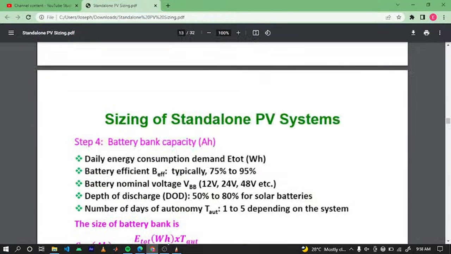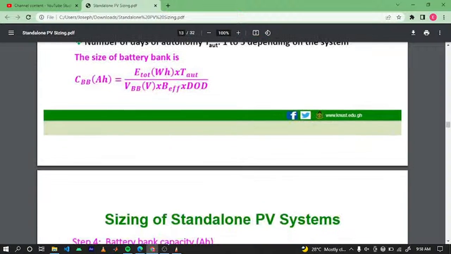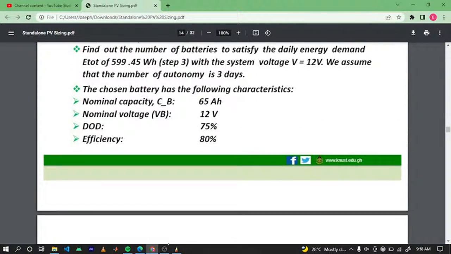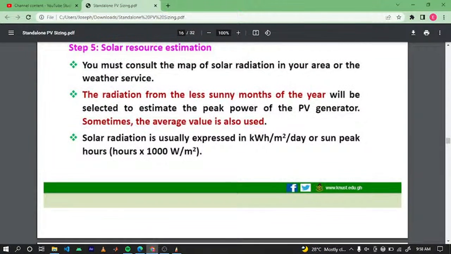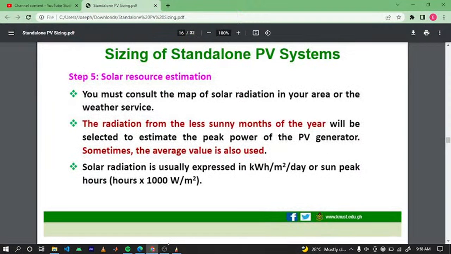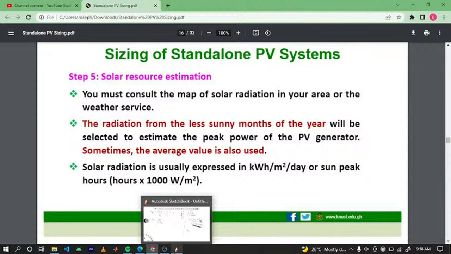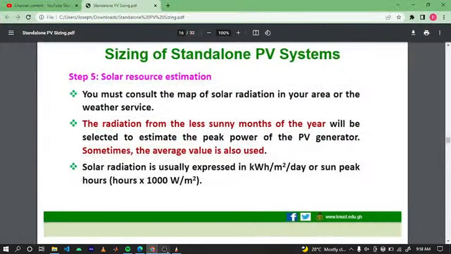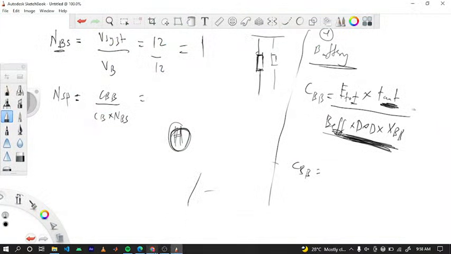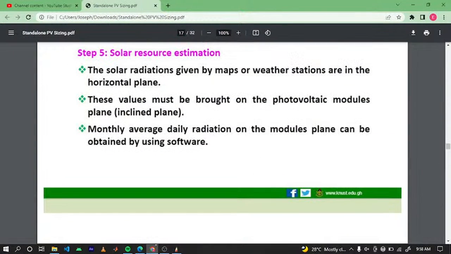So step 1 can come. Step 2, which is the size of the converter or inverter, can come. Step 3 too can come. That is how to calculate your daily energy demand. Step 4, he says it will not come. Step 5 is where we find our daily radiation, and you just read from it. Step 5 can come, and I will give you the H, daily radiation. Step 6, so we finish very soon.